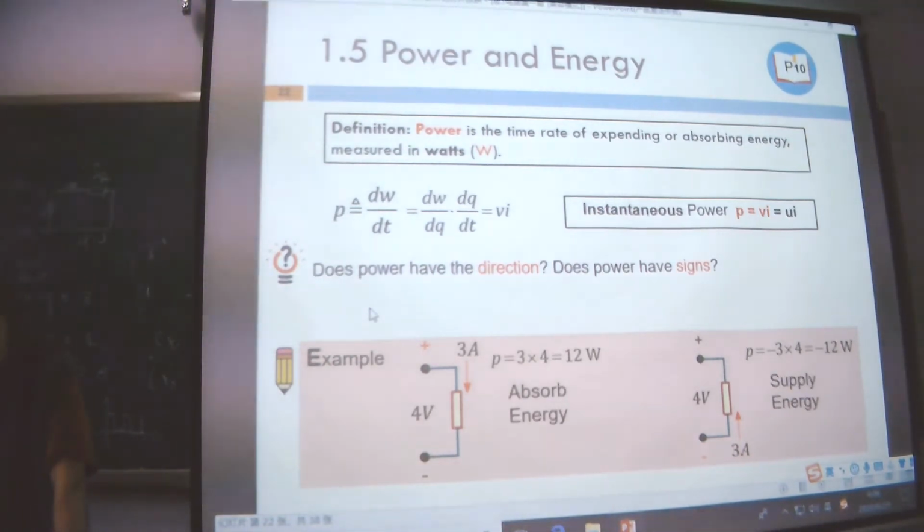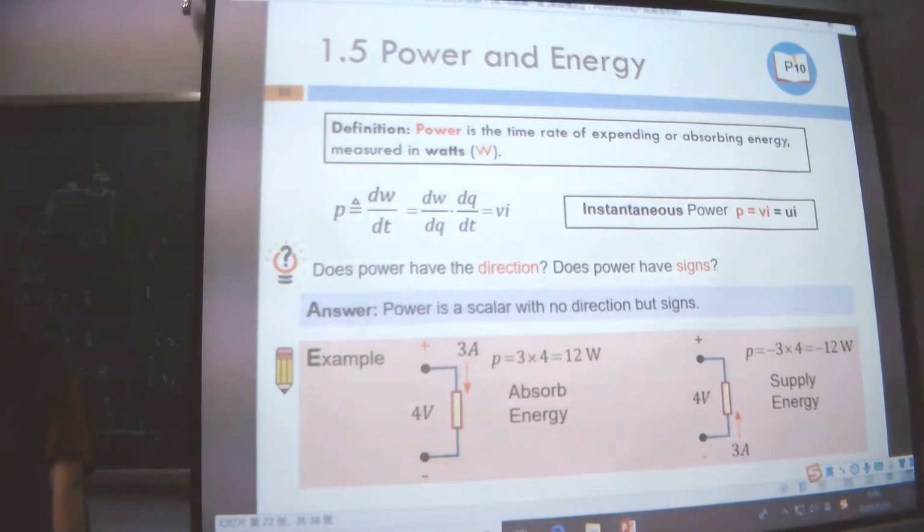Okay. Now, we need to consider if power has a direction. Does power have direction? No, power doesn't have direction. Okay. Does power have signs? Yes. You say power is a scalar with no direction, but with signs. We use signs to describe supplying or absorbing energy.